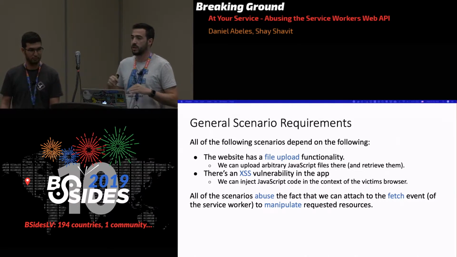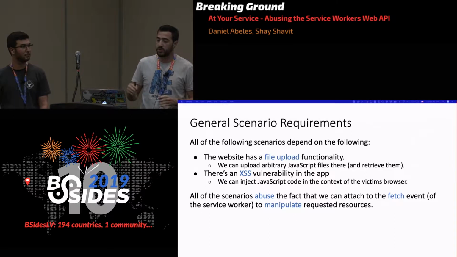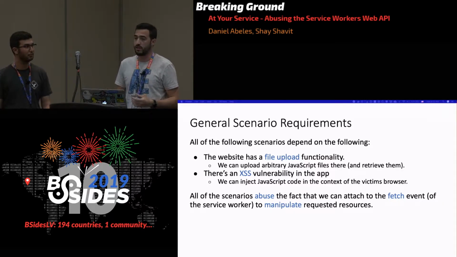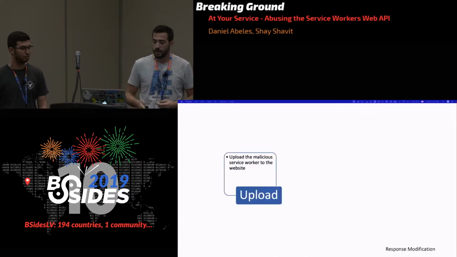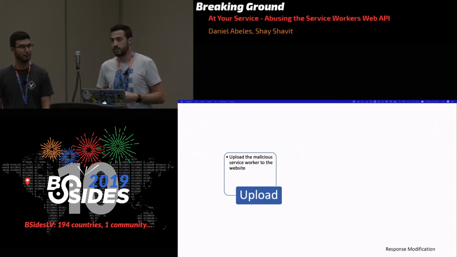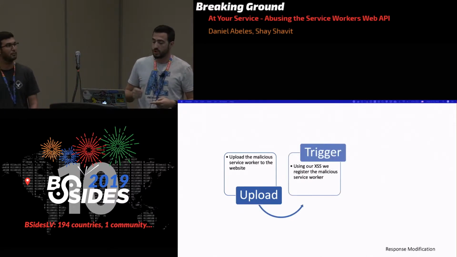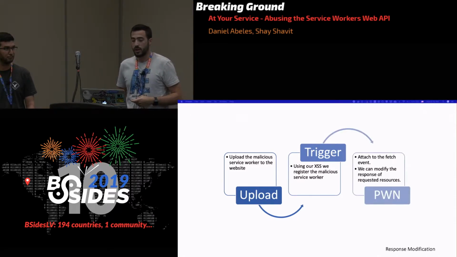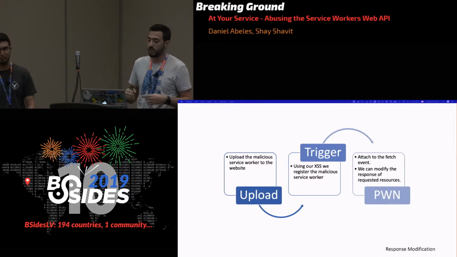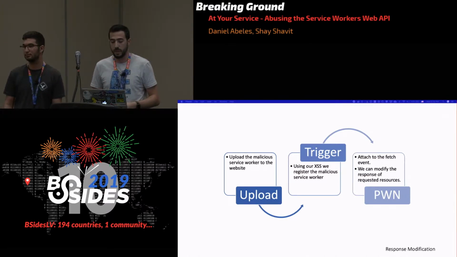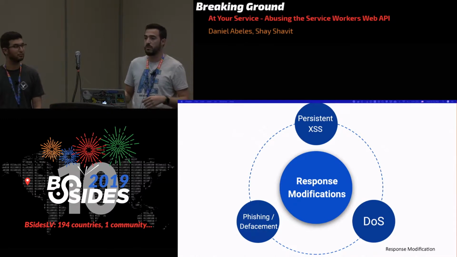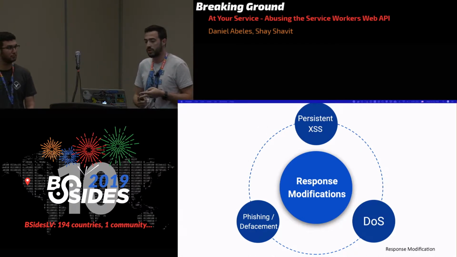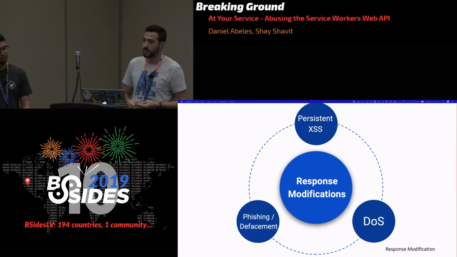Now, all of the following scenarios under this category abuse the fact that we can attach to the fetch event in our malicious service worker and manipulate the requested resource. We start by uploading the malicious service worker to the website. We trigger the XSS that we have on the website to register the malicious service worker, and then we attach it to the fetch event. At this point, we can modify the response of requested resources. During our research, we found three main scenarios that could apply in this category. We can persist XSS, we can cause local denial of service, and we can serve phishing or defacement campaigns.